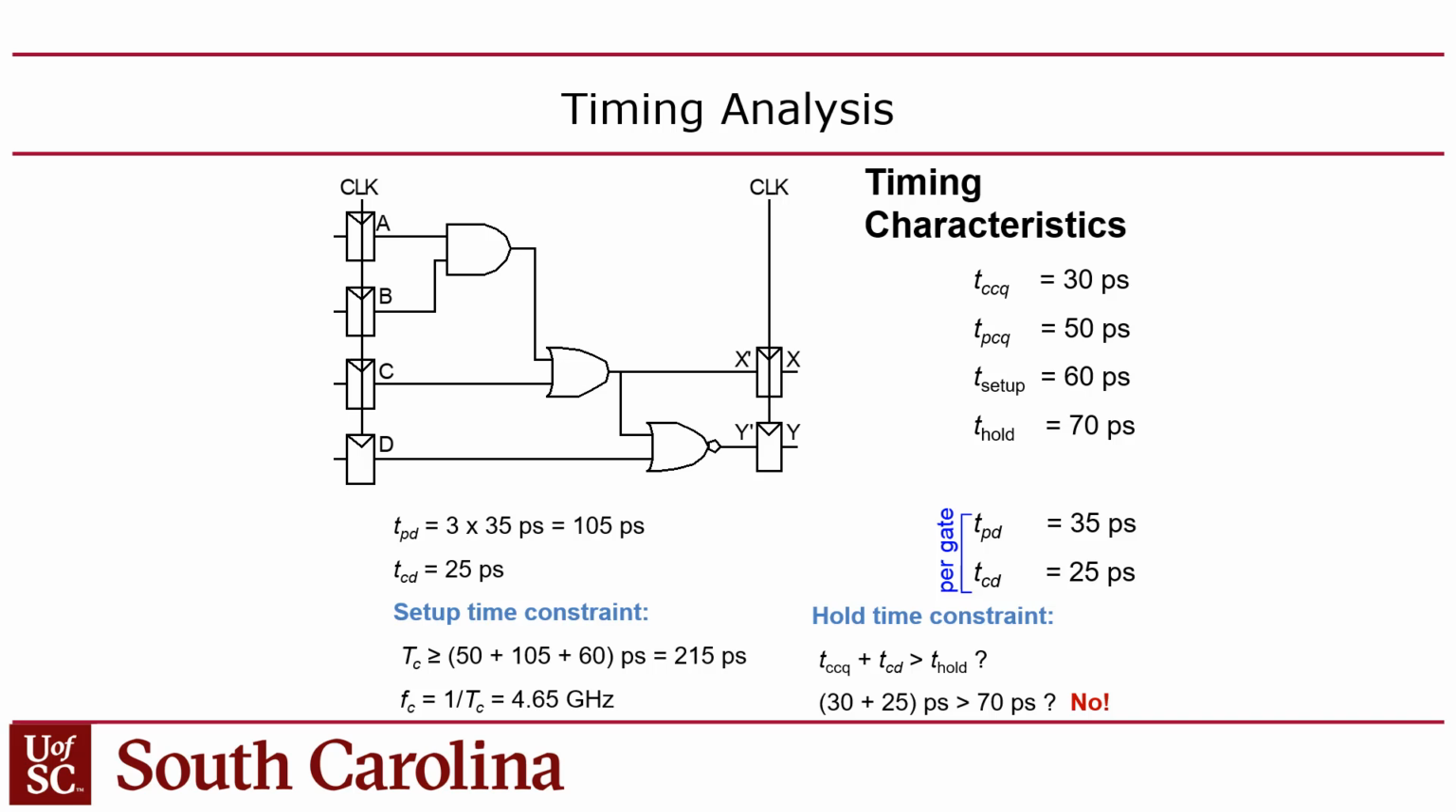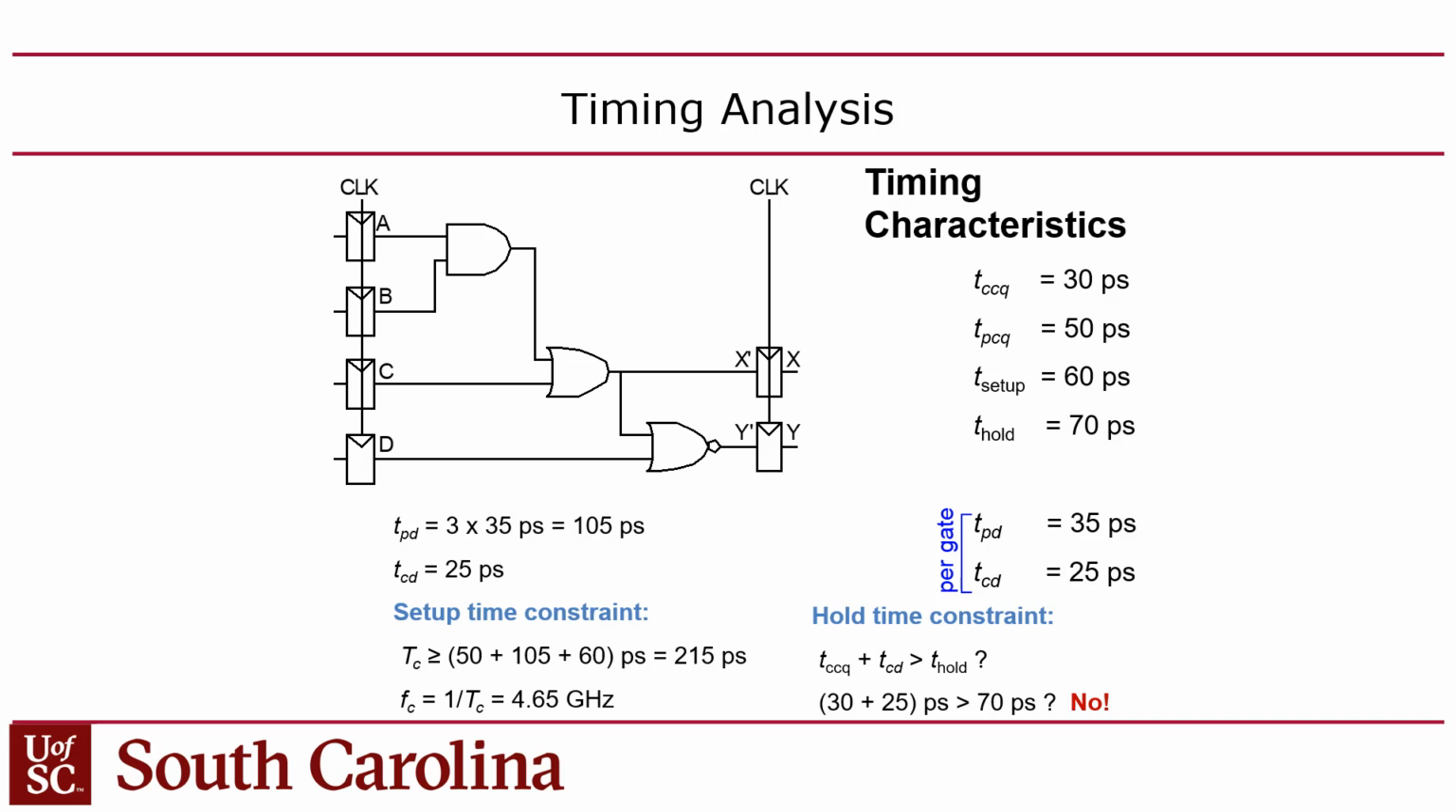The hold time constraint is going to say: does the contamination delay of the flip-flop, which is 30, plus the contamination delay of the circuit, which is 25, meet the hold time? If you add those two up, you get 55, right? So in other words, at minimum, we'll have 55 picoseconds through this path. Is that long enough to meet the hold time constraint? Well, what's the hold time? 70. So the answer is no, right?